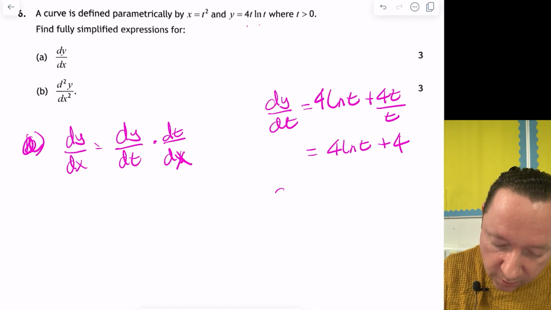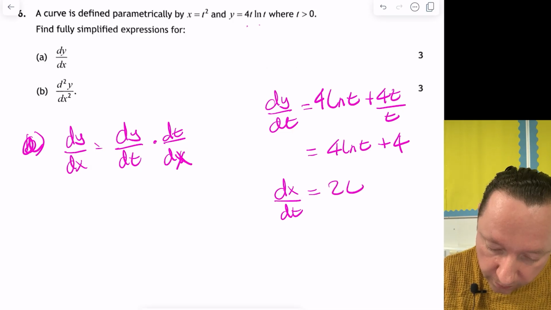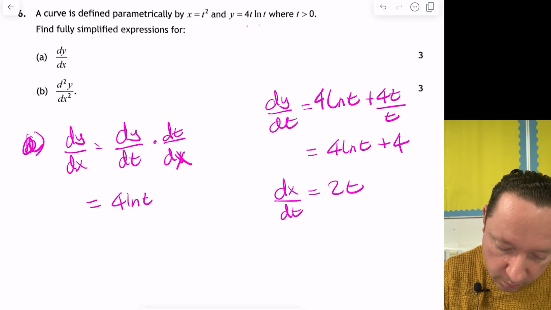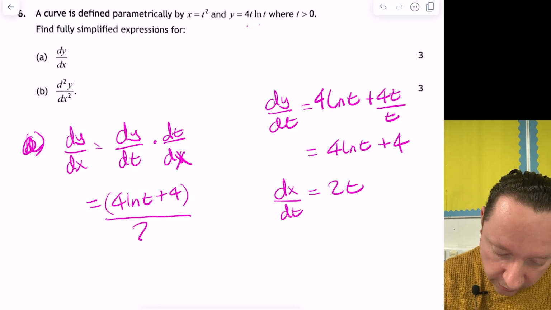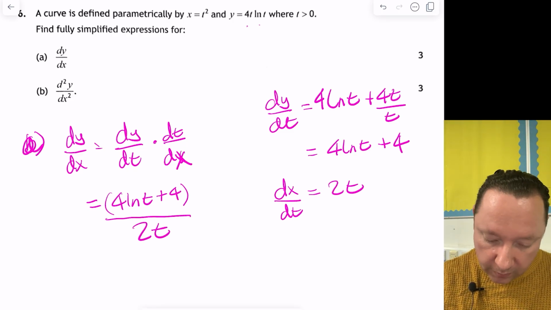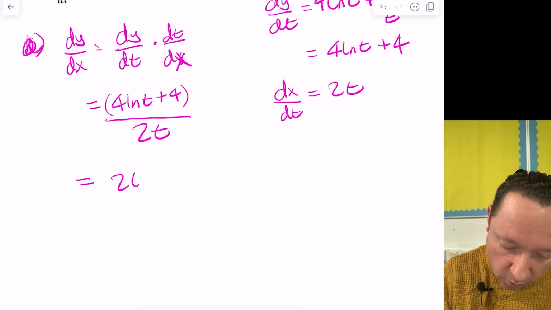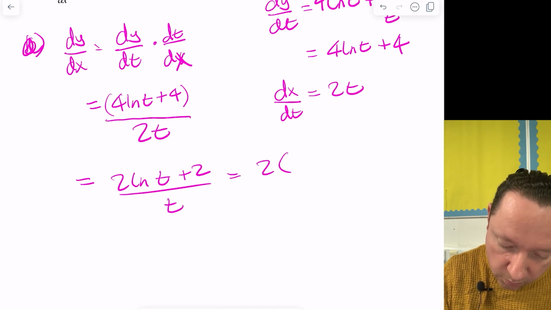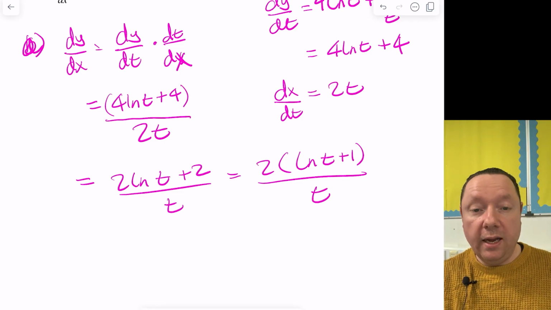So now I'll just do my dx by dt to get my dt by dx. dx by dt is just 2t. So now I can work out my dy by dx. I've got 4 log t plus 4, times dt by dx, so it's divided by 2t, times 1 over 2t. Now we can just divide through by 2 to get 2 log t plus 2 over t, which is 2 log t plus 1 all over t. And I don't think I'm going to simplify it any further than that.